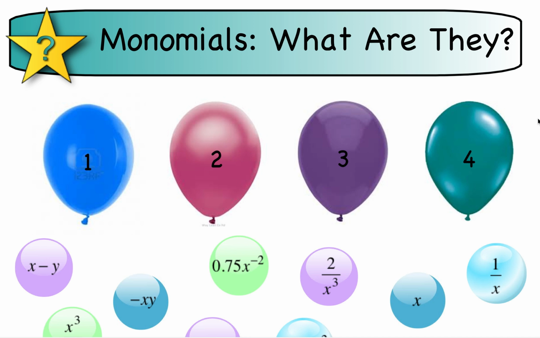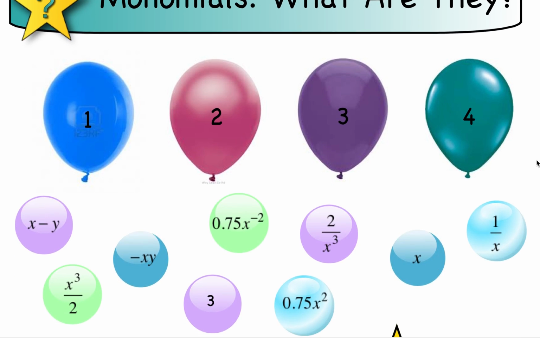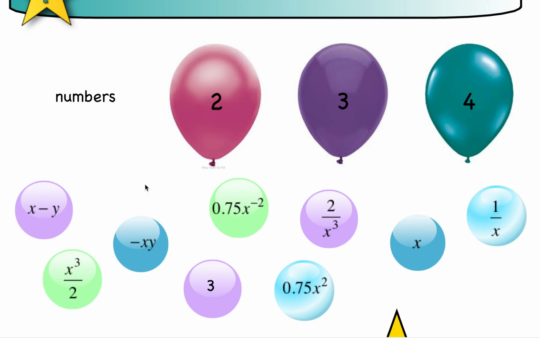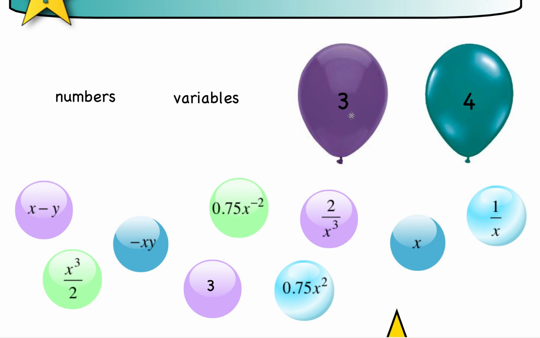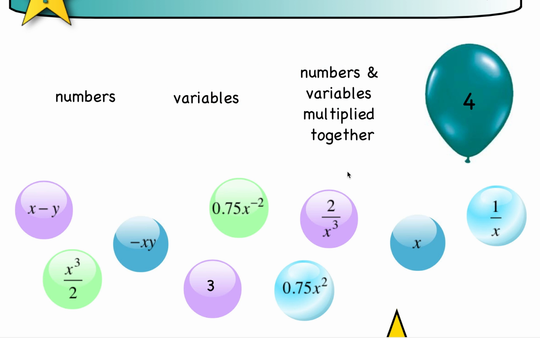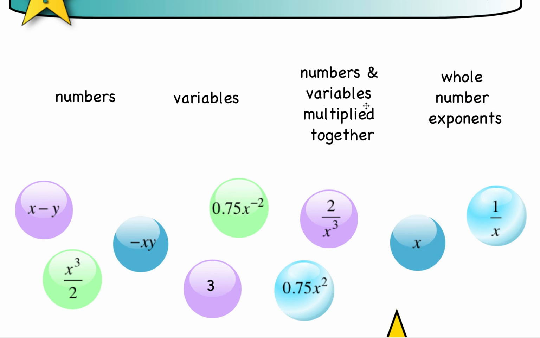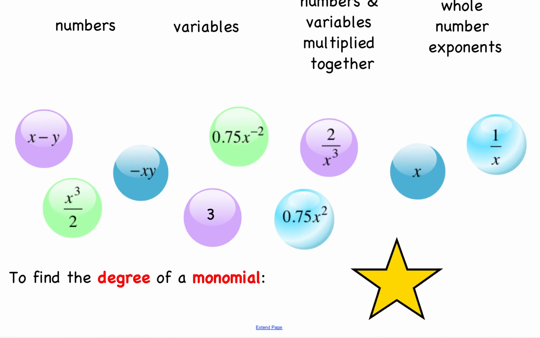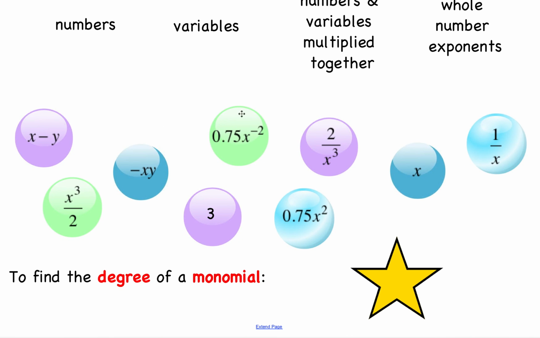So first off, what are monomials? Monomials can be numbers, they could be variables, they could be numbers and variables multiplied together, as long as we have whole number exponents. So I have a whole bunch of terms here, and our goal is to see which of these are actually monomials. They have to be either numbers or variables, and they have to be multiplied.